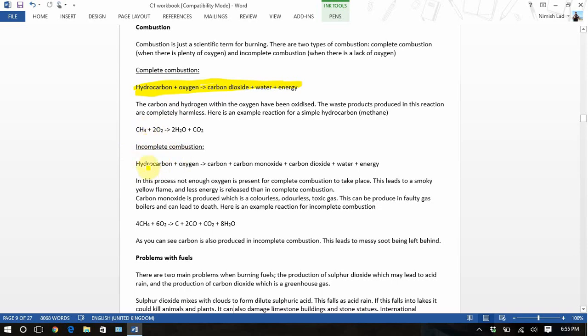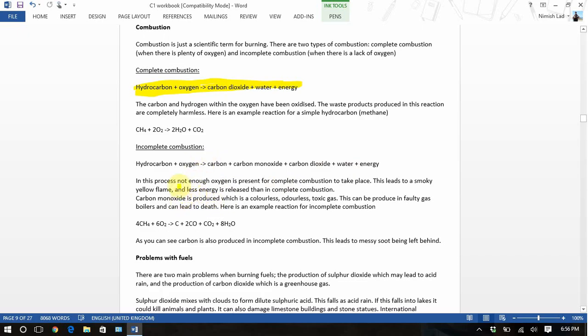Incomplete combustion, that's when there's not enough oxygen. So because there's not enough oxygen, you don't get as much carbon dioxide as you did before. You still get carbon dioxide. You also get carbon monoxide, that's CO rather than CO2, and you get carbon. So that's like the sooty stuff that's left behind. You still get water, still get energy. So if there's not enough oxygen present, this is what happens. You get a smoky yellow flame, less energy given out.